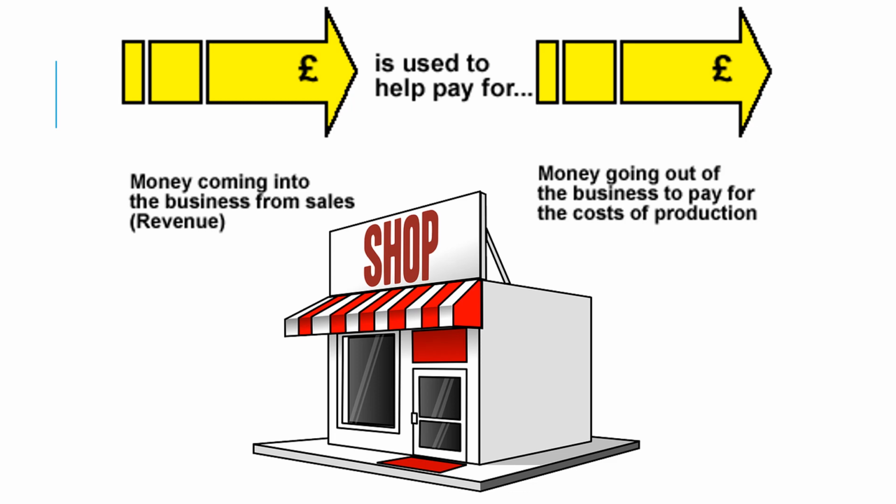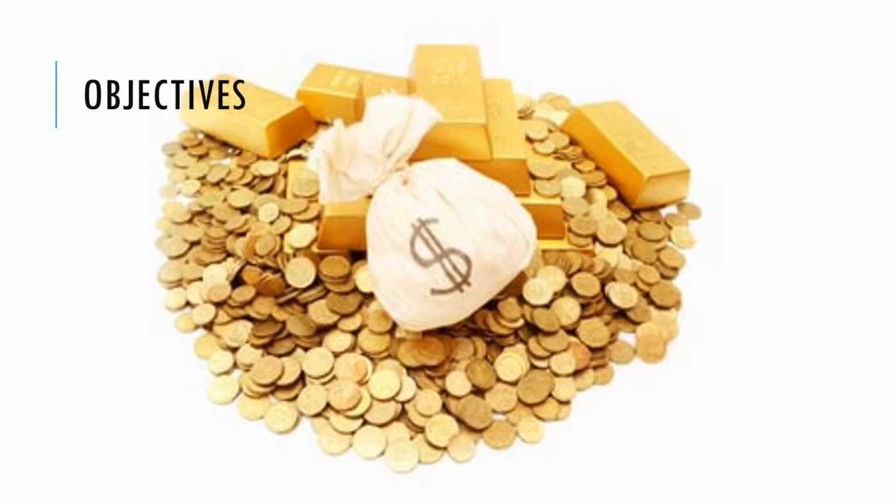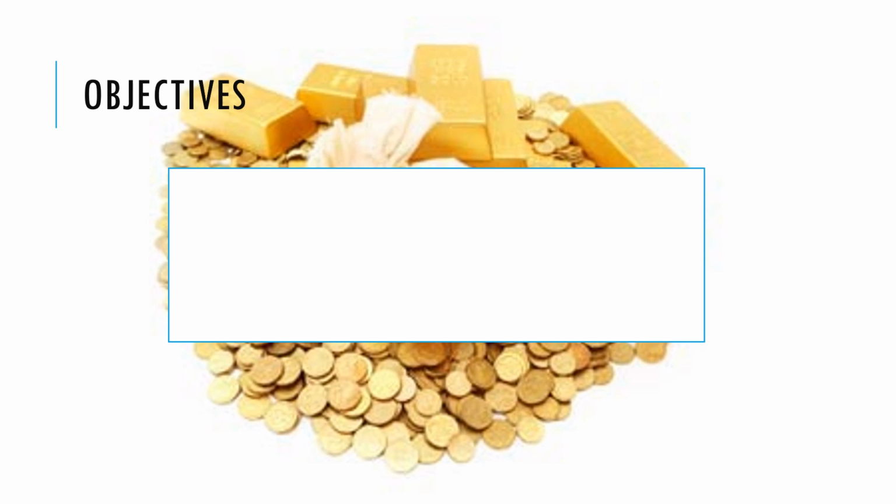Now, in order to provide those sweets, to be able to sell them to you, presumably that business has spent money in making them. And the money the business spends to produce the products we call costs. And the difference between the two, if there's any money left over, we call that profit. And that's what we're going to look at today. We're going to look at these three key terms: revenue, cost and profits.